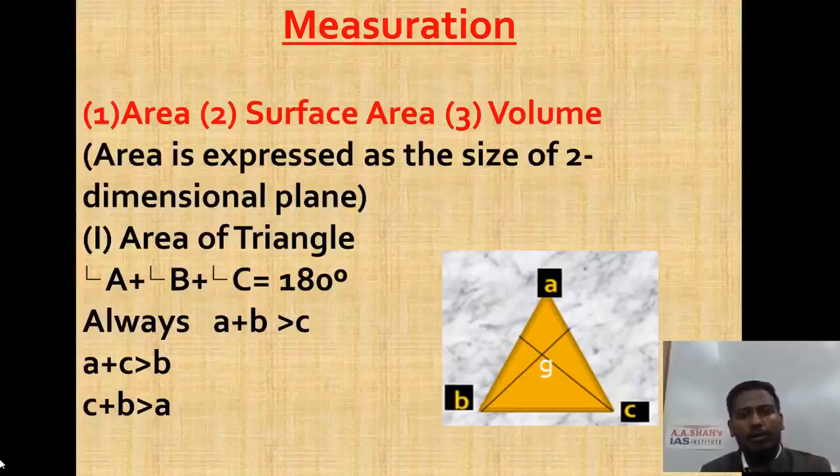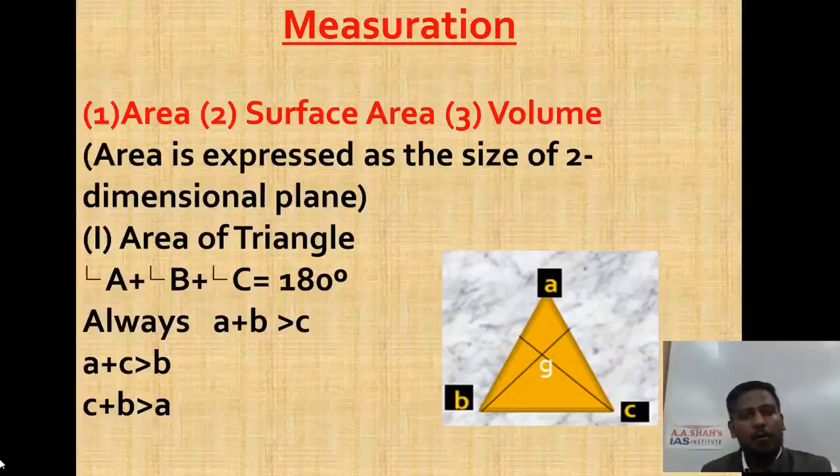On the screen, you can see a figure of triangle ABC. Now, the sum of all the angles of the triangle, when you add each and every angle of the triangle, you get it as equal to 180 degrees. And you can see that when you add angle A, angle B, and angle C, you get it equal to 180 degrees.